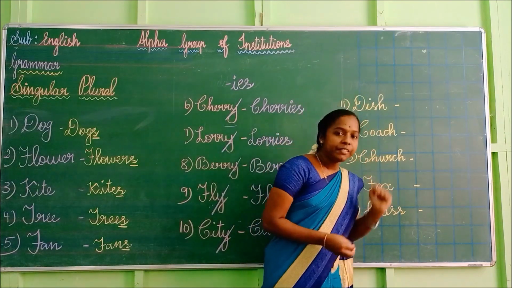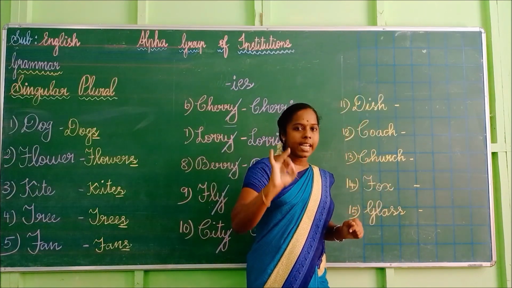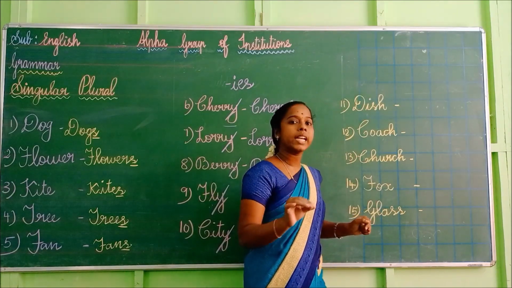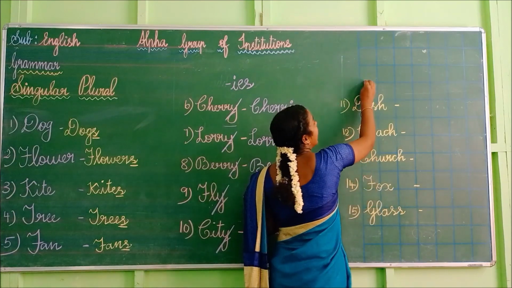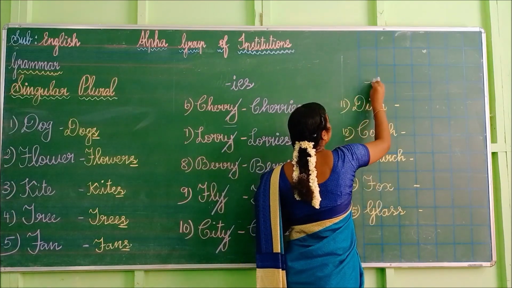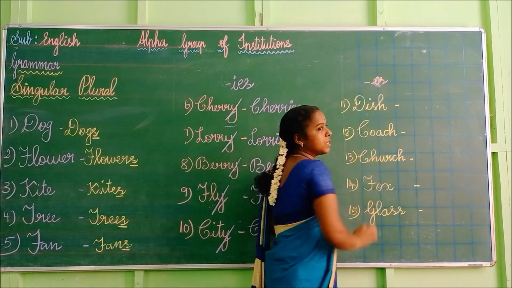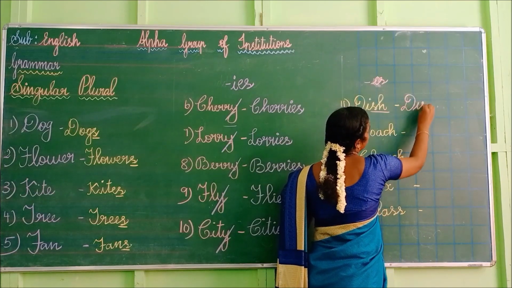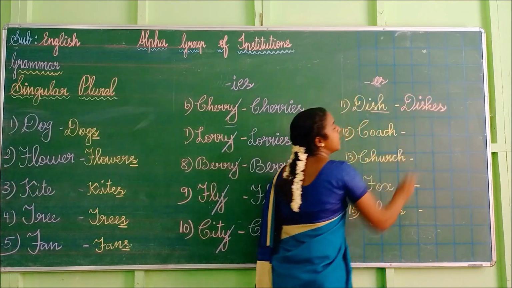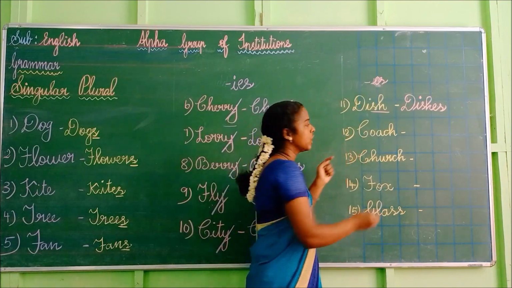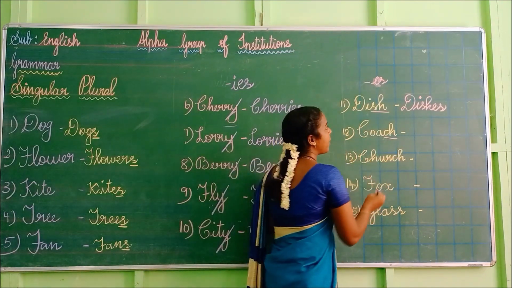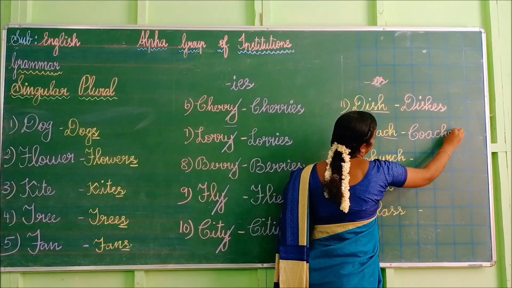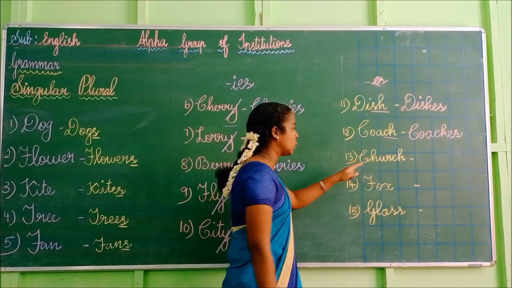Dish. If the singular noun ends with S, SS, CH, SH, X or Z, you have to add E, S. Here dish ends with the letters SH. So we have to add ES. Dish, dishes. The plural form of dish is dishes. Coach. Coach ends with the letters CH. So we have to add ES. Coaches. The plural form of coach is coaches.